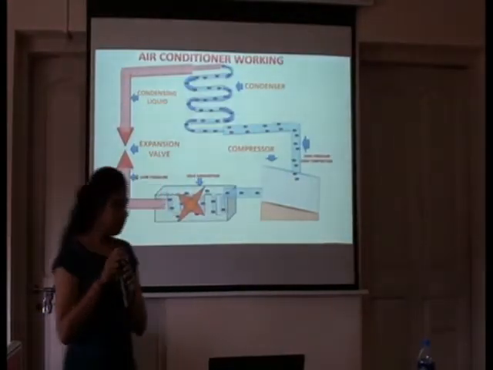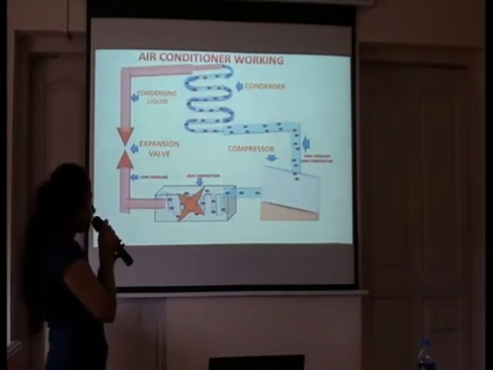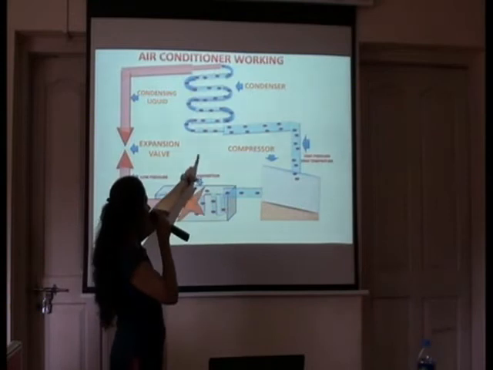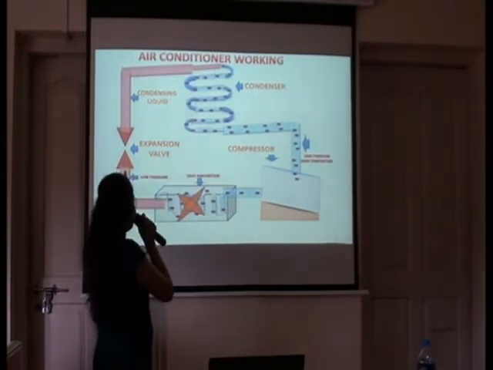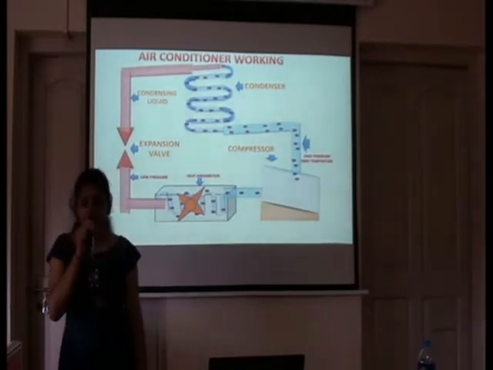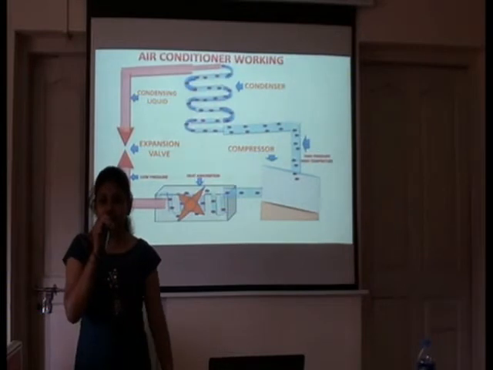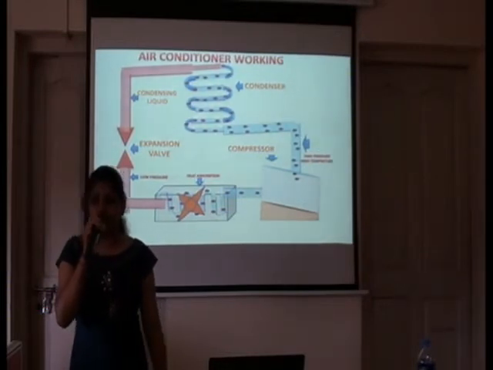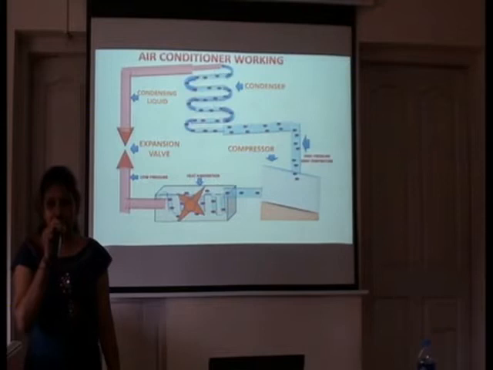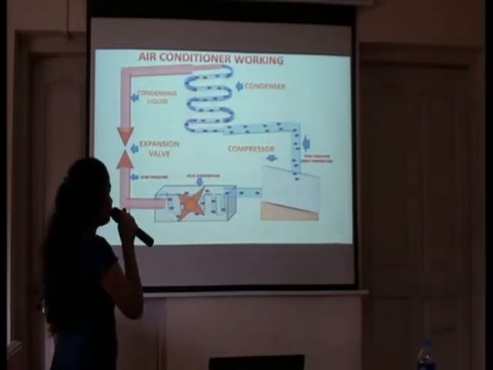Now, let me explain the normal working of the air conditioner. The main parts are the compressor, condenser, expansion valve, evaporator, and a blower fan. The working starts in the compressor. The compressor compresses the refrigerant gas into a high pressure and high temperature gas. This high pressure and high temperature refrigerant is then moved to the condenser.